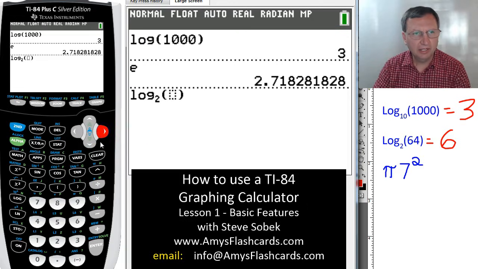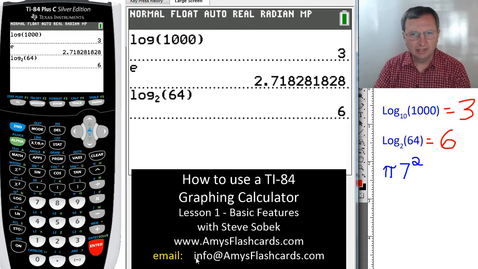Hit the right arrow key to get out of the base, and move inside the parentheses for the 64. And then you could hit the right arrow key if you had more to type, but that's all we have. We hit enter, and we get 6 as expected. Now, you might say you have to dig pretty deep to find that log base option. You don't need to use that.